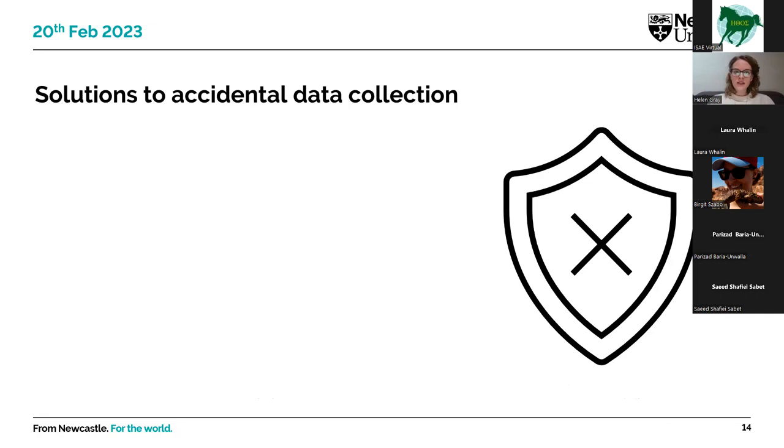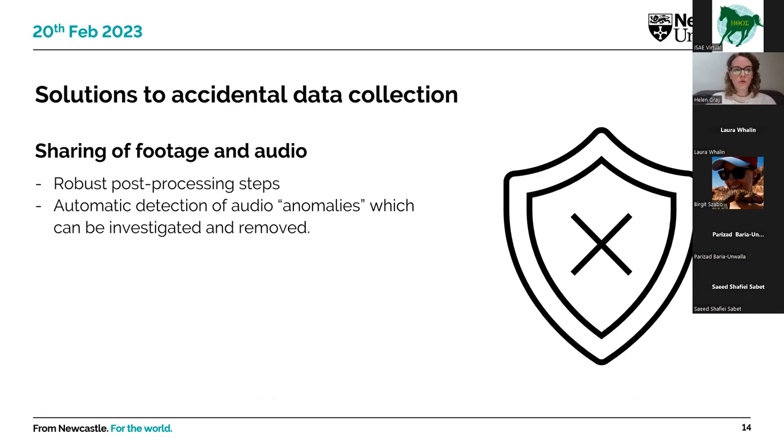So my solutions for accidental data collection. When we're thinking about whether we want to share footage and audio, we really need some robust post-processing steps. For instance, we might use automatic detection of audio anomalies. Maybe these are frequencies which we don't expect to hear in what we're recording, which we can then investigate manually and remove for things like snippets of conversations.